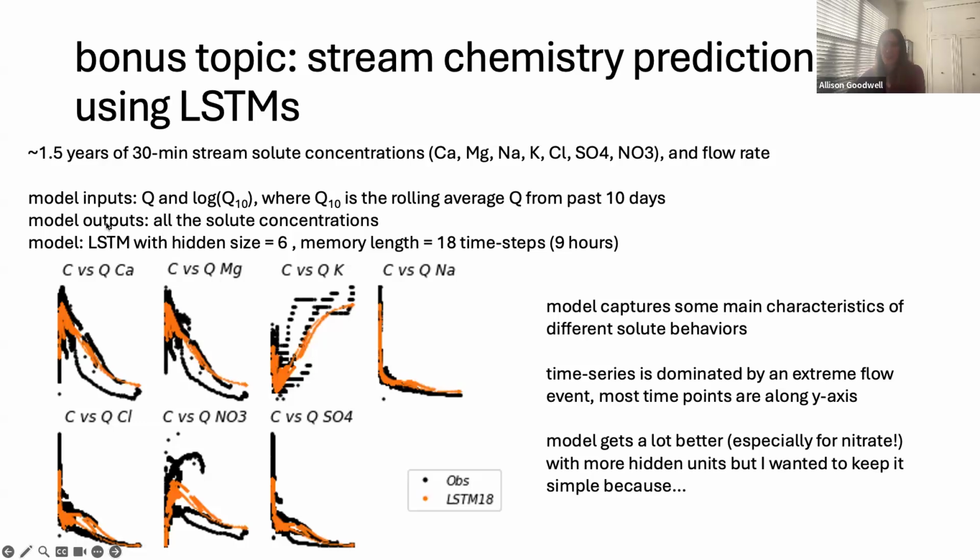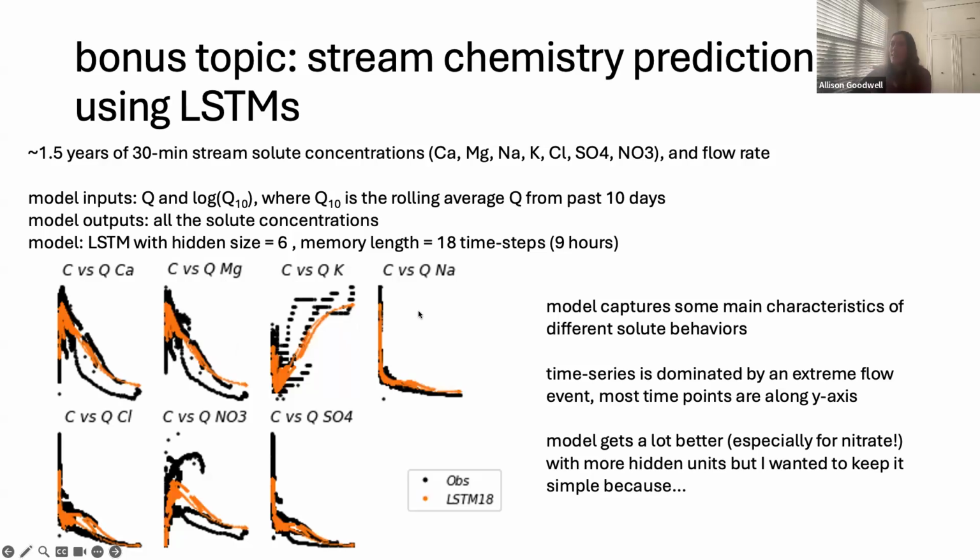So this is like the opposite of the component-wise model, because I have a few inputs and many outputs. And just for illustrative purposes, I have a small hidden size of 6, and my memory length is 9 hours. And these are the CQ plots. The x-axis is normalized flow, and these are the concentrations. And these are all the different solute patterns.